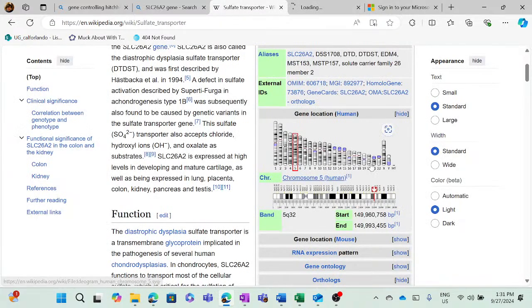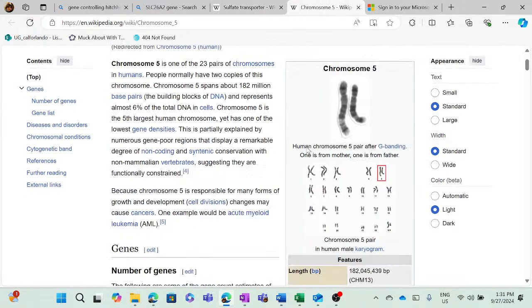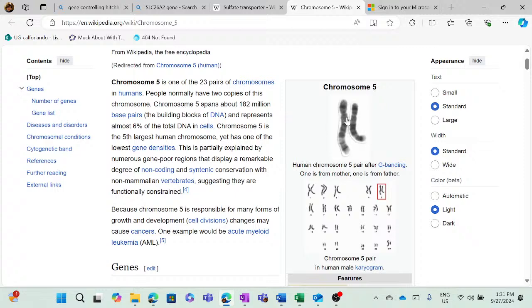So for example, chromosome number 5, which is where this gene is found, has all this here. There's chromosome 5. That's a real picture of a real one. And do you see how it has this kind of stripy pattern? When it coils up, it just takes on that pattern.